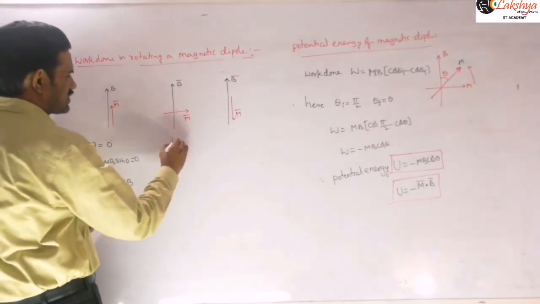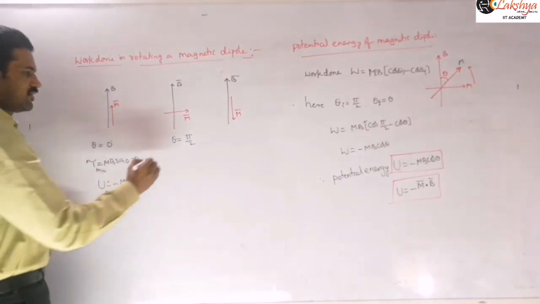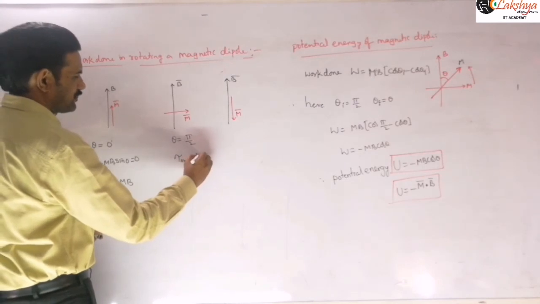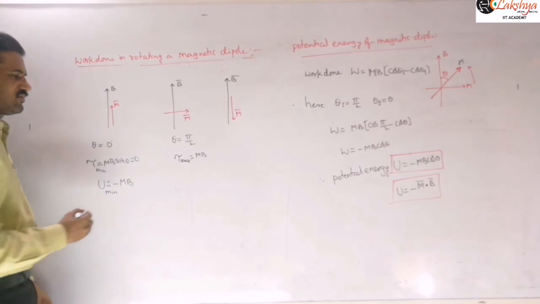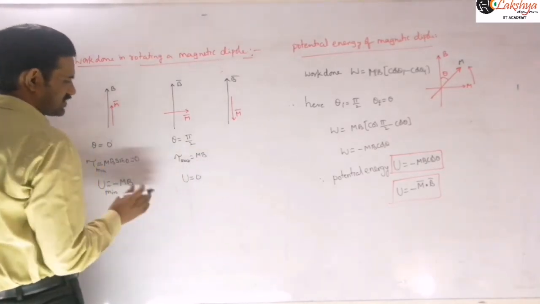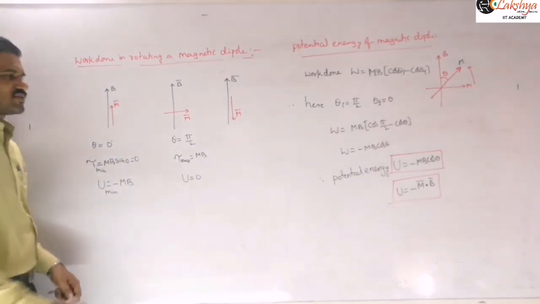Whereas if you consider this case, the angle between m bar and b bar, theta, is pi by 2, and so torque will be maximum here. The torque is mb sine 90, which is mb. And now the potential energy will be 0. It is neither maximum nor minimum, just 0. This is nothing but our generally used reference position.